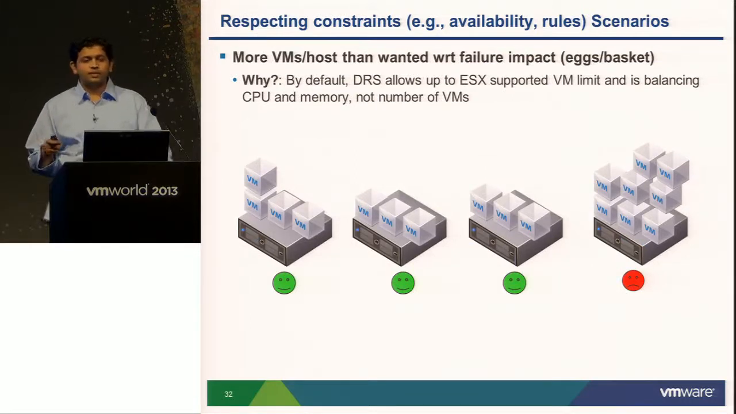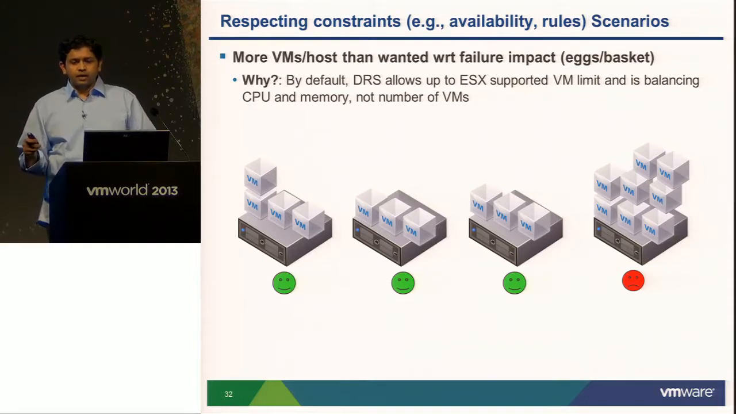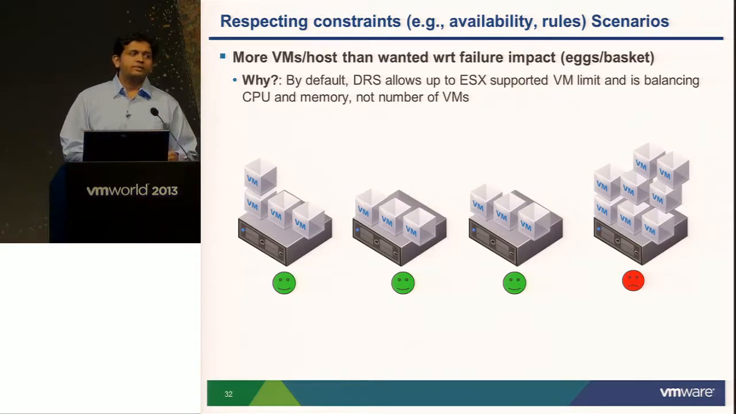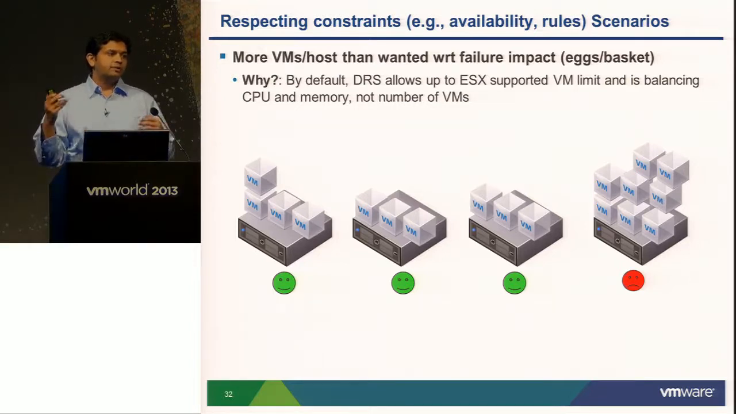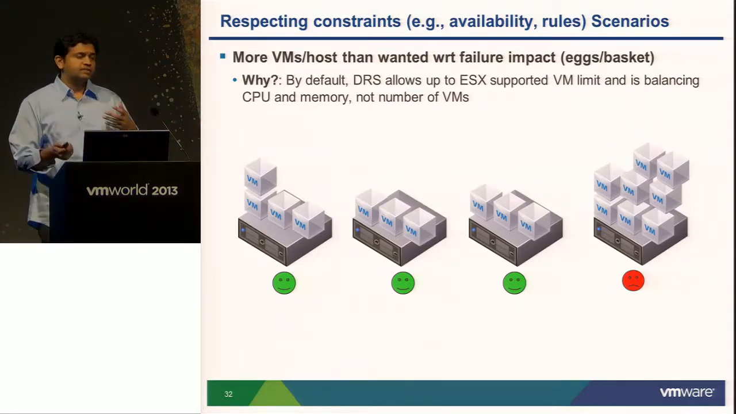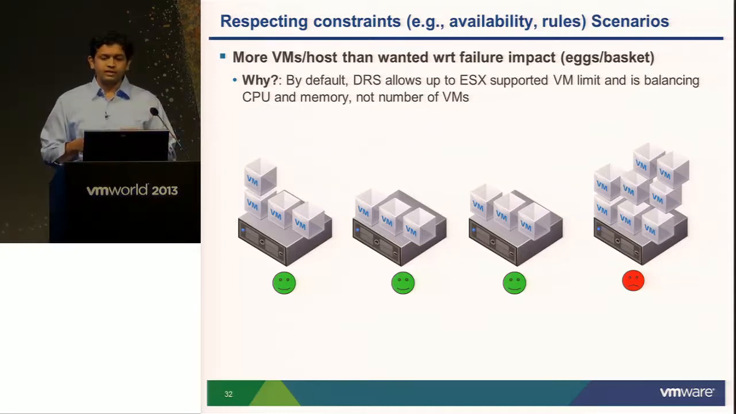Apart from the rules, there may be some use case where admins might want to restrict the number of VMs onto the host, maybe to restrict failure impact or not to put too many eggs in the same basket. DRS load balances to make sure that all your VMs meet the demand and they can also spike in the future. But you might have a lot of idle VMs, and in some cases, DRS might be able to consolidate a lot of the idle VMs into smaller number of hosts. But if this happens, then you might have too many VMs on a single host.